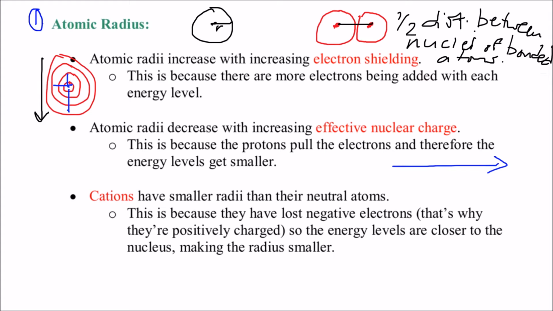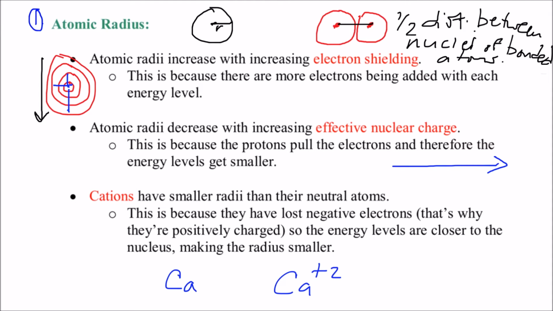So, back here at cations. Cations are going to have a smaller radius than their neutral counterparts. Here's what we mean by that. Let's say that we've got calcium, and we've got a calcium cation. Okay? The reason that the ion here is going to have a smaller radius than the actual element itself is because it's got this positive charge. That means that it's lost 2 electrons.